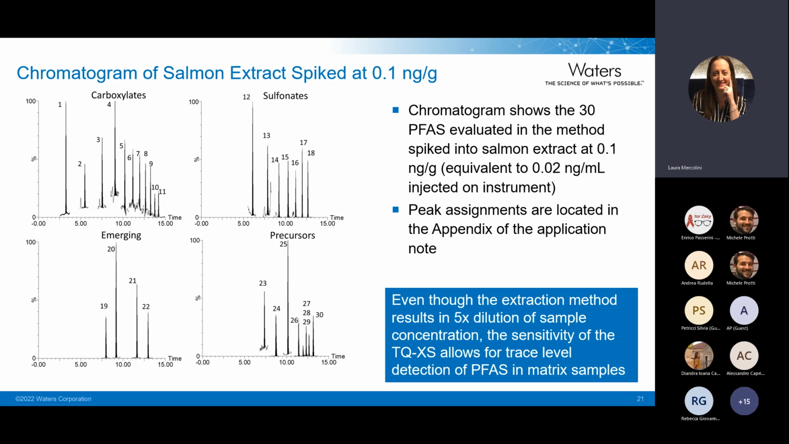The chromatogram is quite the same, because we are working with the same compounds that we use for vegetables. And in this slide, you can see a salmon extract spiked at 0.1 nanogram per gram. 0.1 nanogram per gram is the limit that the EURL published in the last recommendation. So we prepare for the routine analysis for this kind of matrices.